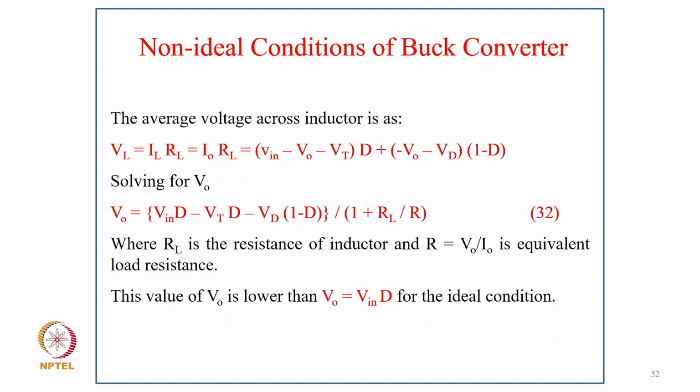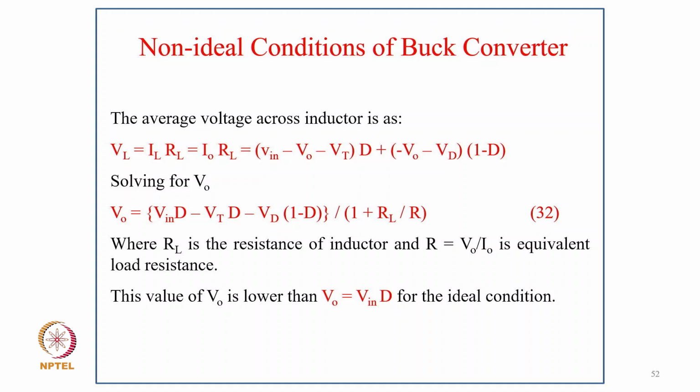Solving, V0 will now be, in brackets, Vin into D minus Vt into D minus Vd into (1 minus D), divided by 1 plus RL upon R. So now you can see the output voltage does not depend only on the duty cycle and input voltage, but it also depends on the diode drop as well as the transistor or switch drop as well as the inductor resistance, which certainly deviate from the ideal condition.